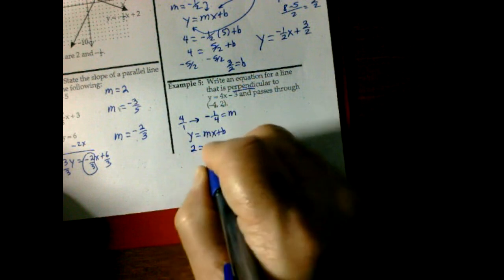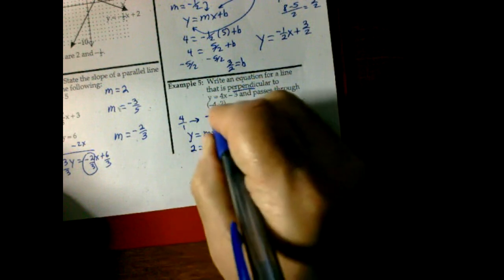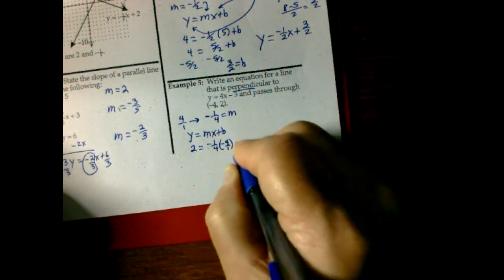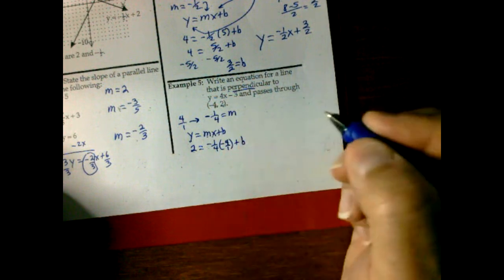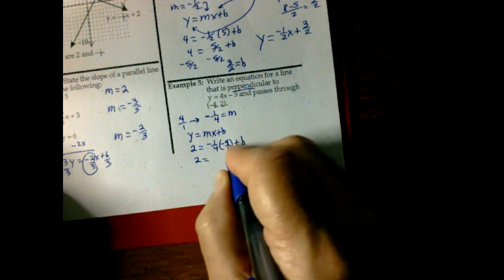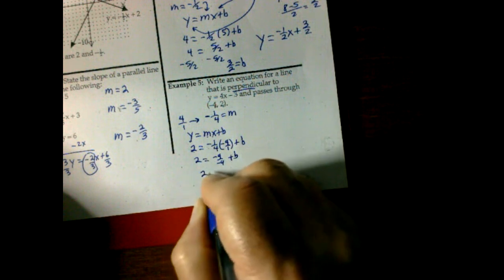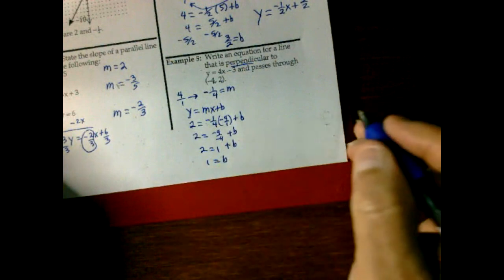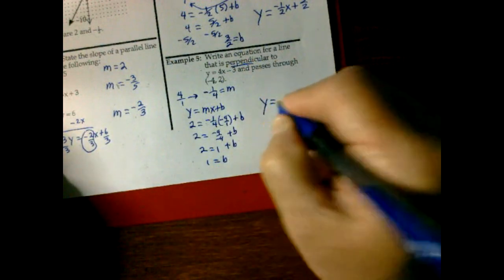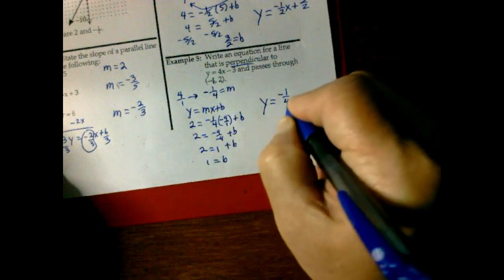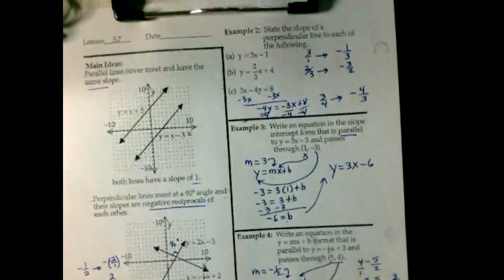Y is 2, slope is negative 1/4, negative 4 over 1, so I can do the multiplication, plus b. 2 equals negative 4 over negative 4 plus b. That's going to be 1 plus b, and then subtract 1 and you get b equals 1. The final equation has the form slope, x, and then plus b. And so you see you can formulate parallel and perpendicular equations given information.